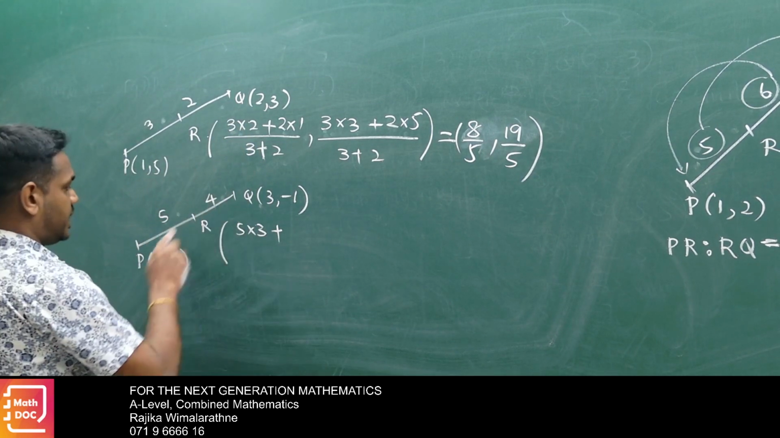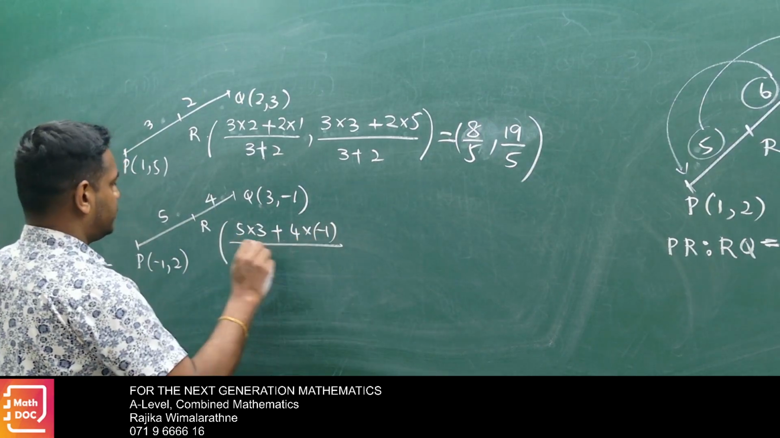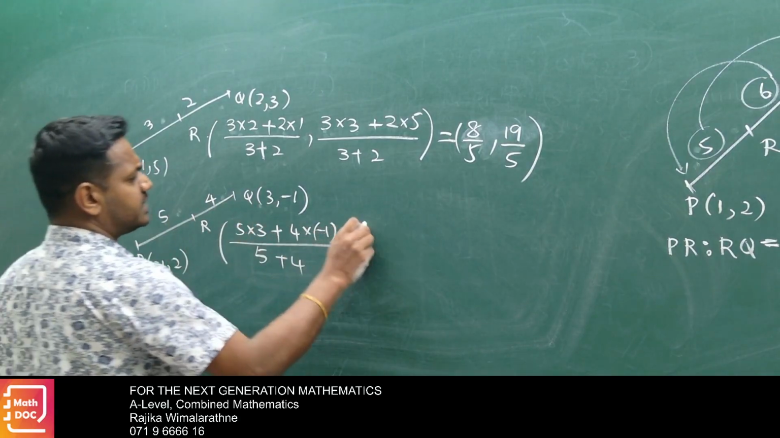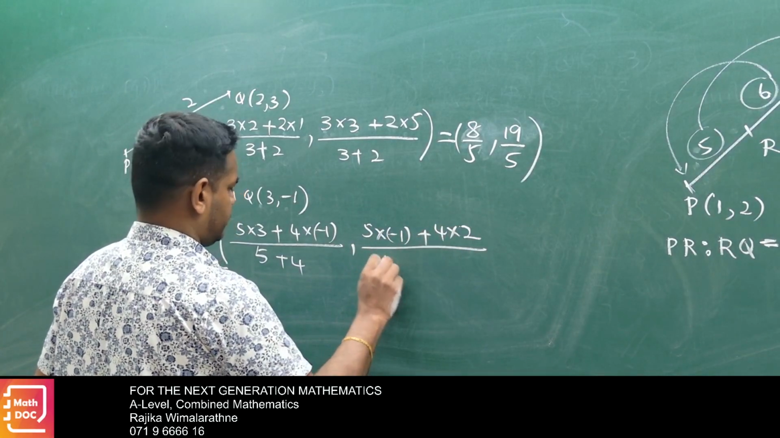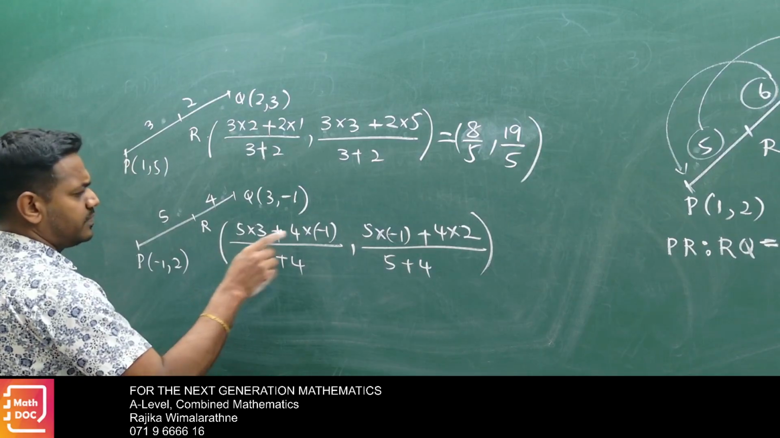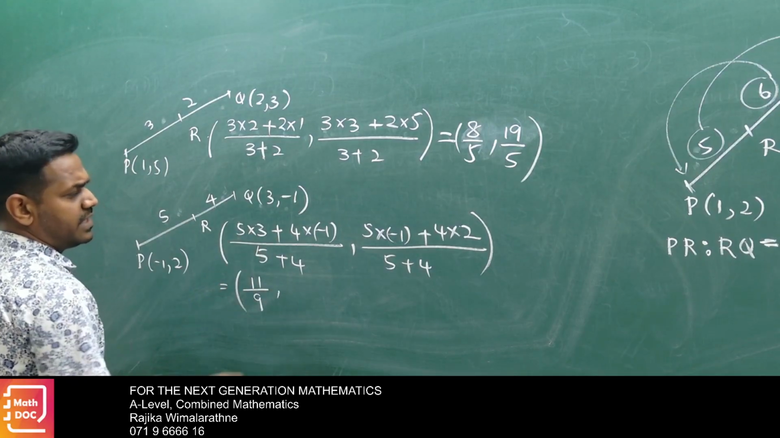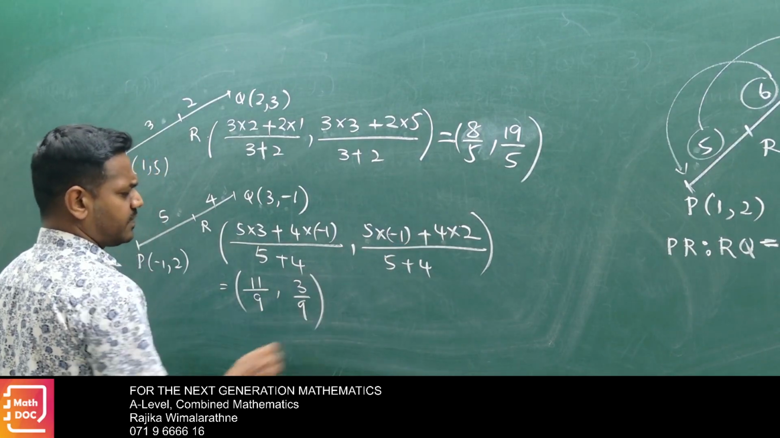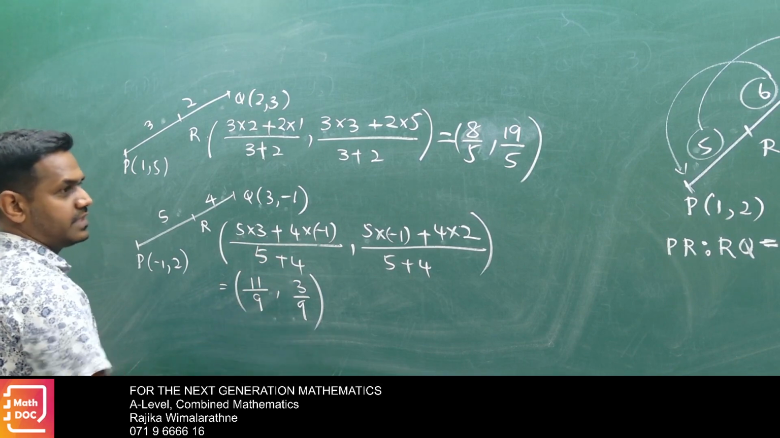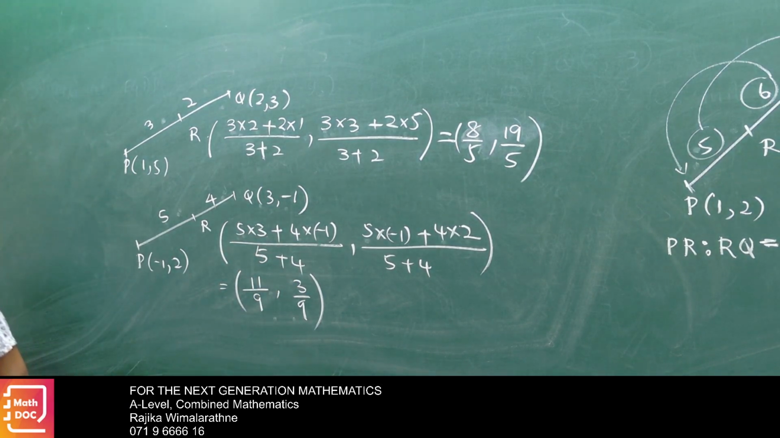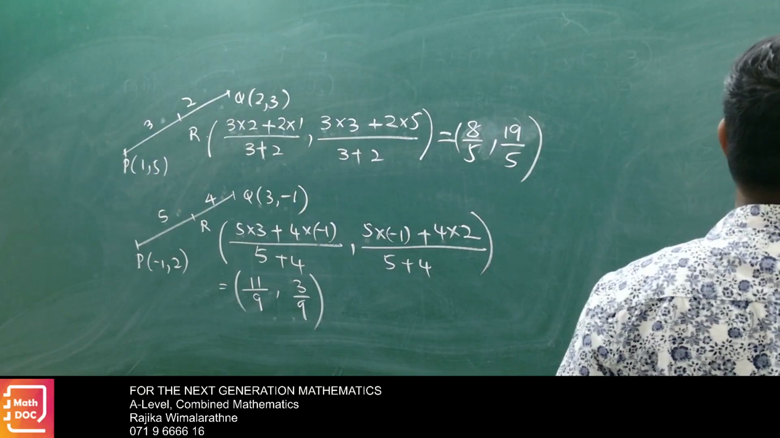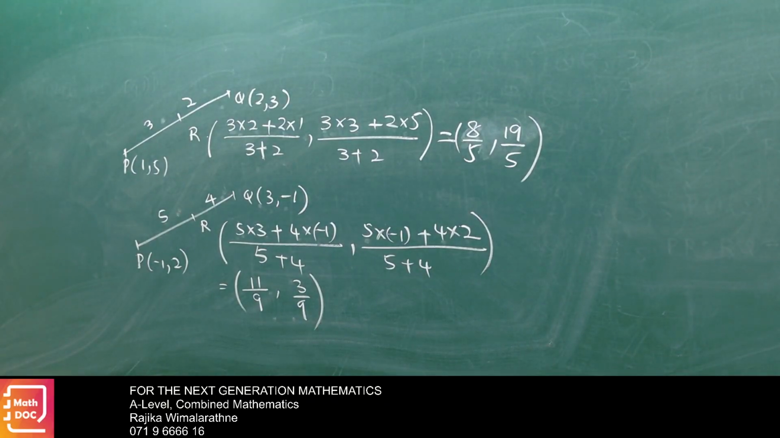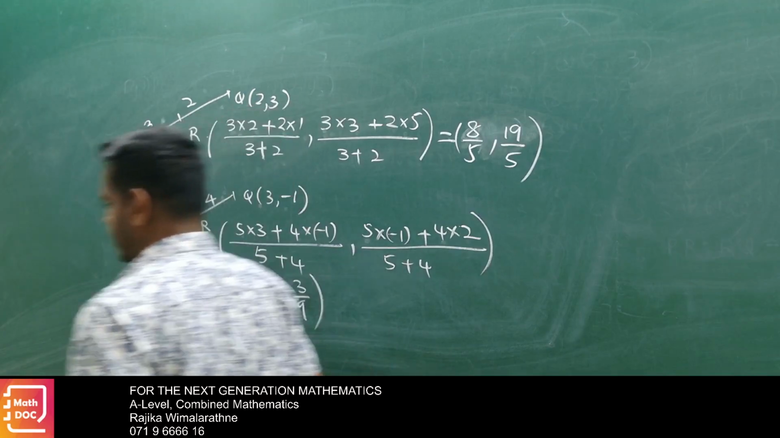Okay, here 5 times 3, 4 times minus 1 over 5 plus 4, 5 times minus 1, 4 times 2 over 5 plus 4. 11 over 9, 3 over 9. Okay.